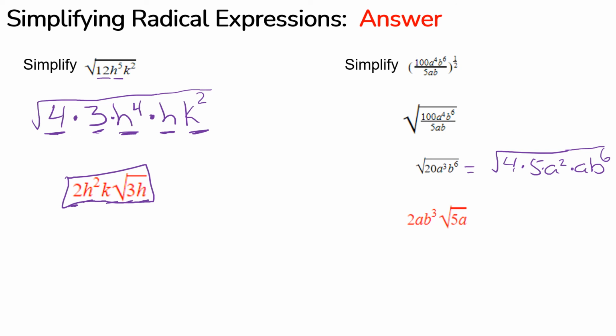All right, so the square root of 4 is 2. 5 is not a perfect square, so that stays underneath the radical. A to the 2nd, the square root of that is a to the 1st. All right, this a is imperfect, so it stays underneath the radical. And b to the 6th, we take half of it or divide by 2. That will leave me with b to the 3rd. All right, so hopefully you got these 2 problems correct. And if you did not, hopefully you understand them a little better right now.